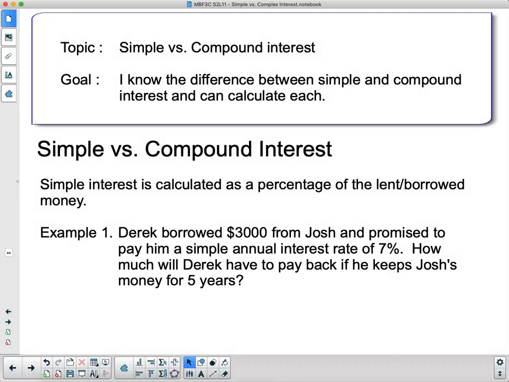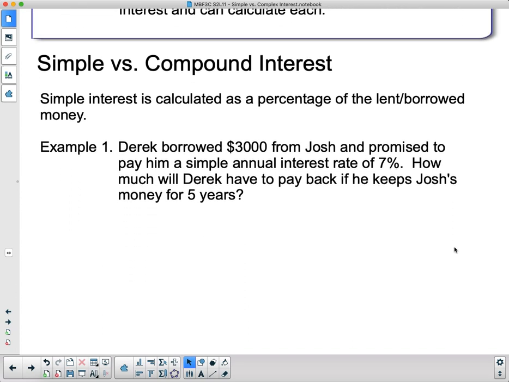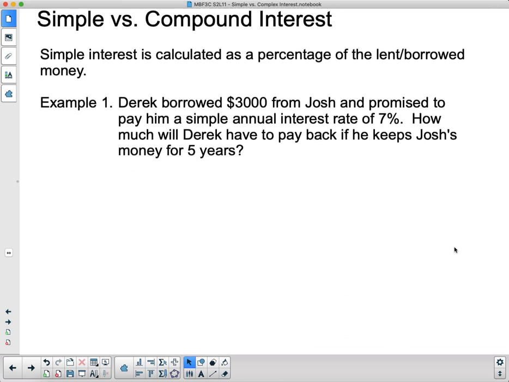Well, hello 3C. We're going to take a look at simple interest versus compound interest. Your last lesson had to do with just simple interest, how we calculate interest based on how much money you borrow. Now we're going to take a look at compound interest and what that makes. So simple interest is calculated as a percentage of the lent or borrowed money.